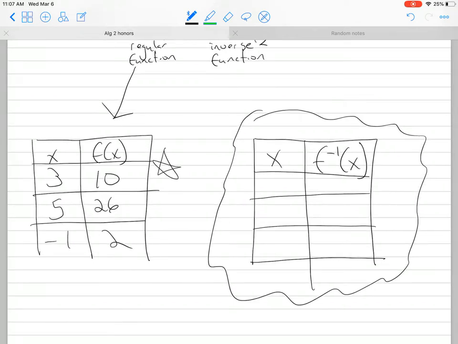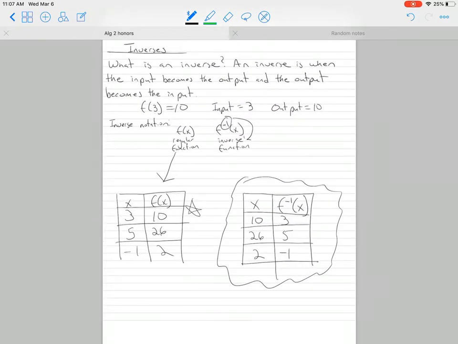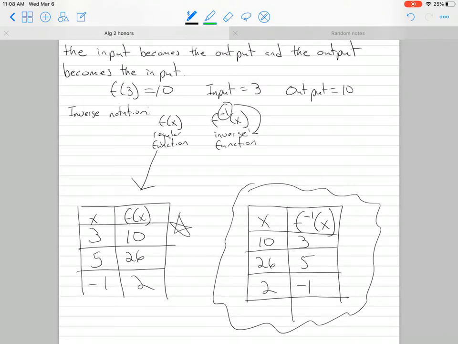All right, hopefully you just did that and you thought, okay, well, the inverse function is when the inputs and the outputs are basically switched. So this goes 10, 3, I switch my inputs and outputs. 26, 5, I switch my inputs and outputs. And 2, negative 1, I switch my inputs and outputs. All right? So it's simple to see that the inverse is just when your inputs and outputs flip positioning. We'll talk more later about why we would want to do this inverse function, but for right now, we're just going to get the very basics of the inverse function, okay?